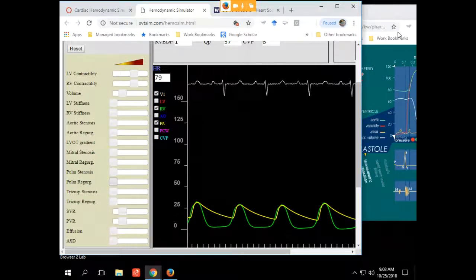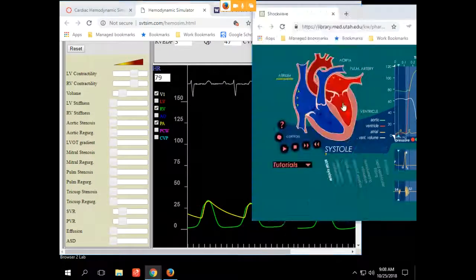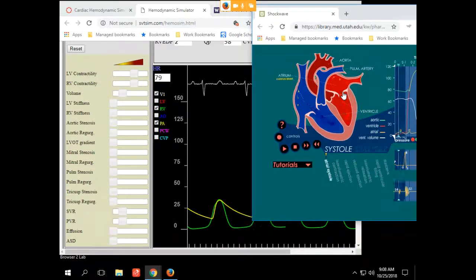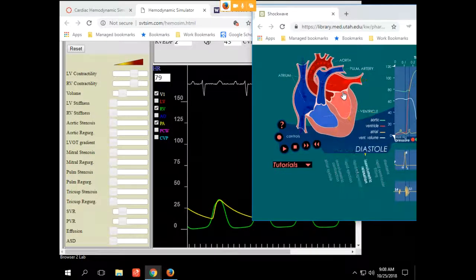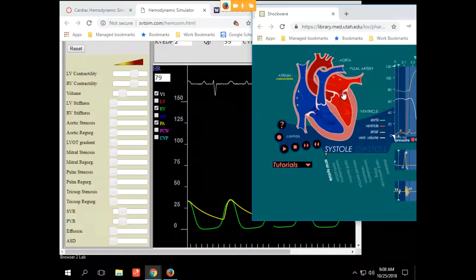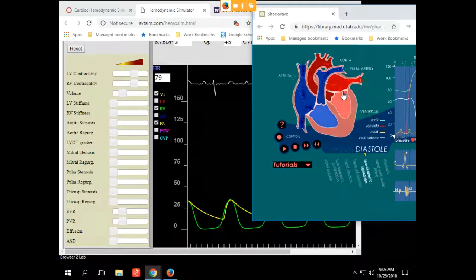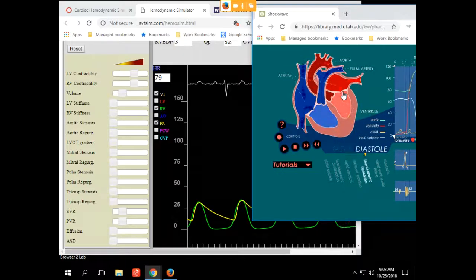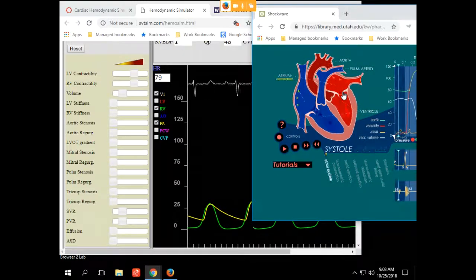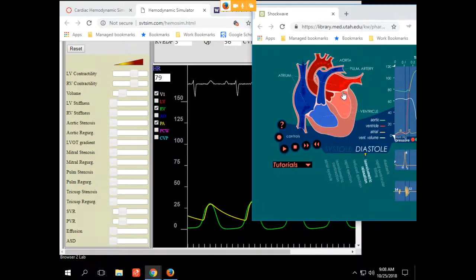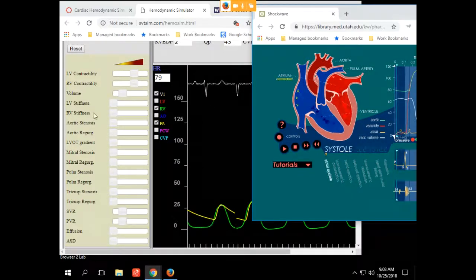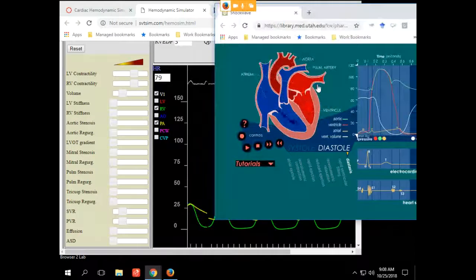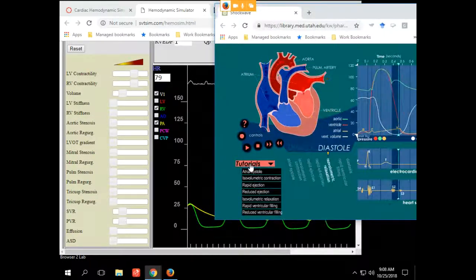Which two pressures are we going to need to observe the mitral valve? Left atrium, left ventricle. And if we don't have the left atrium, then we use what? Pulmonary capillary wedge pressure, PCW.